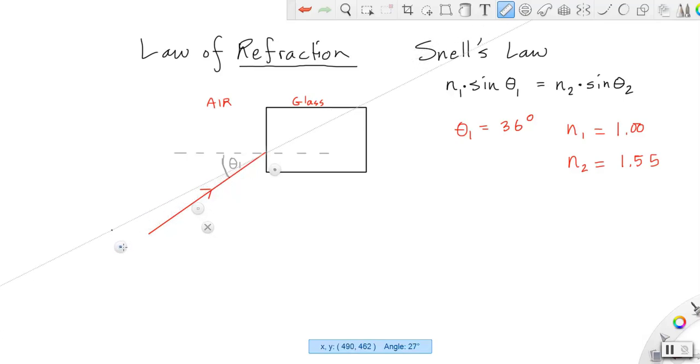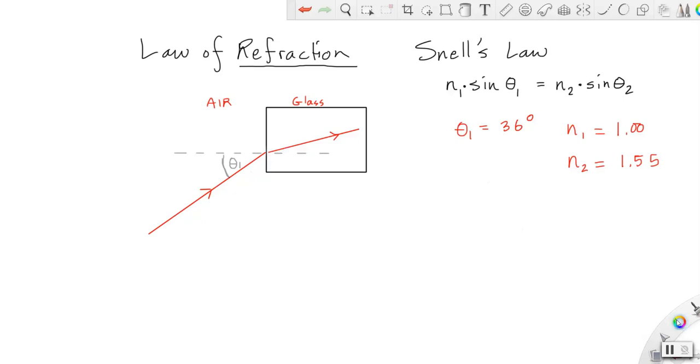So just intuitively, that gives you the idea that we know that this is going to collapse closer to the normal, not farther away from the normal. Because glass is a more dense material, we can therefore make sure that the ray is closer to the normal. More dense, closer to the normal; less dense, farther away from the normal.